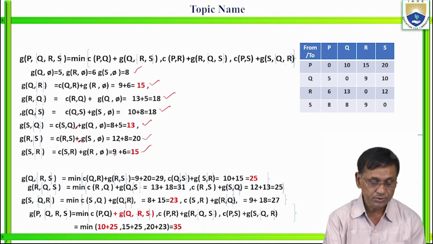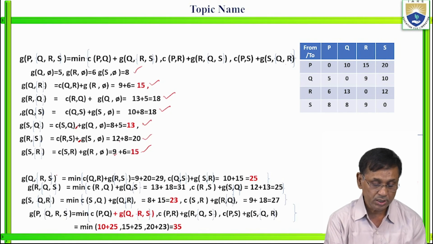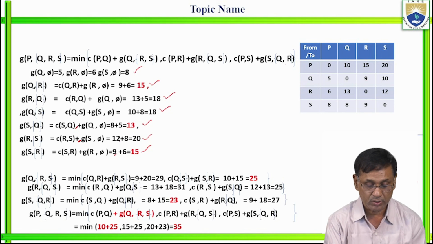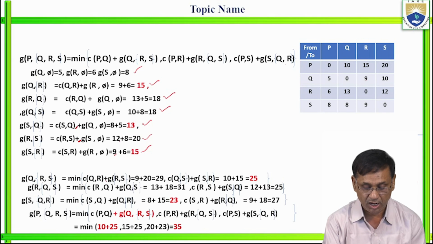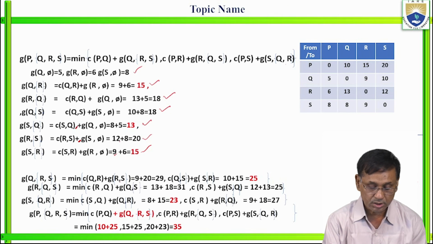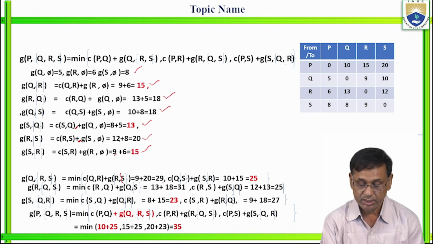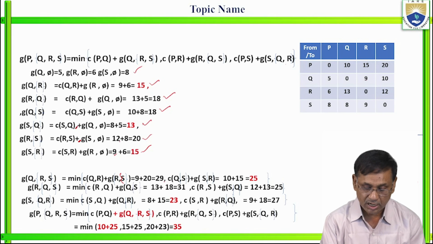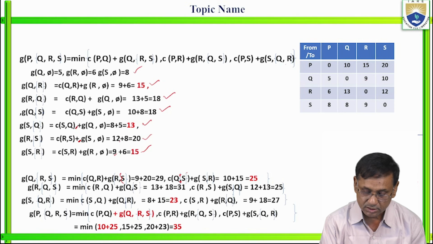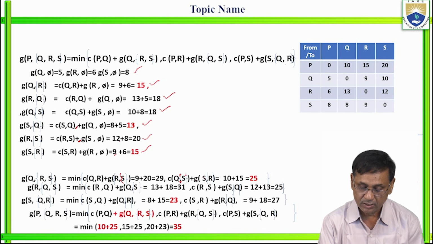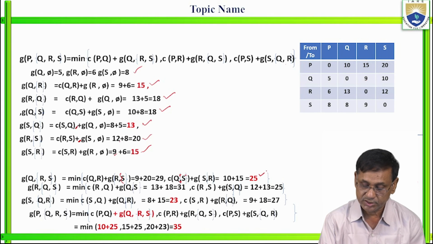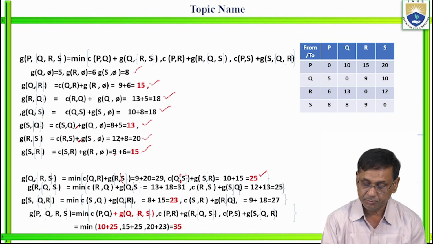So after calculating this, you can find out the cost of going from city Q to the set of cities R, S is equal to the minimum of the cost of edge Q, R plus the cost of going from R to the set of vertices S, which is 9 plus 20 is 29, comma the cost of going from city Q to S plus the cost of going from S to the set of cities R, which is equal to 10 plus 15 is equal to 25. So in this we have to take the minimum value.